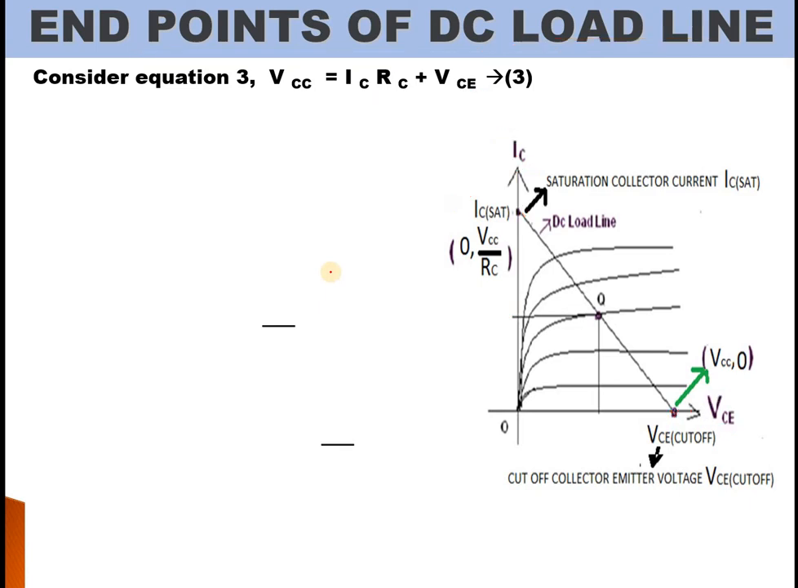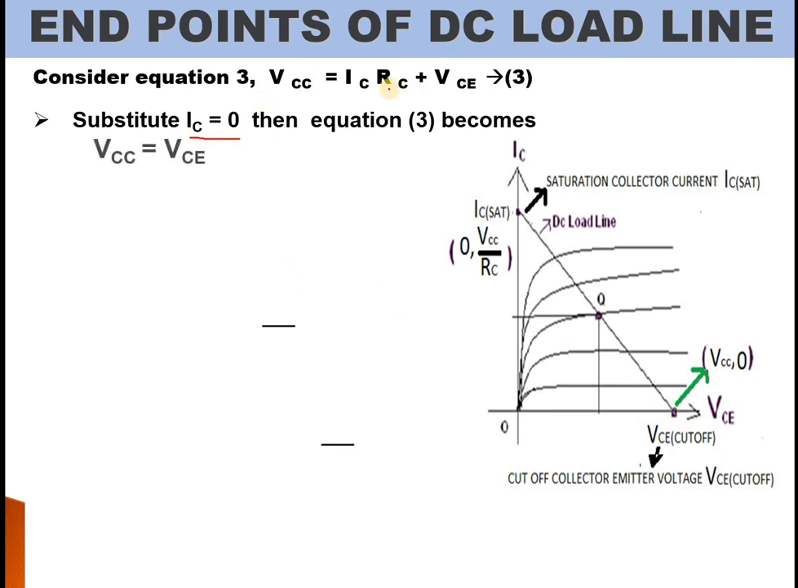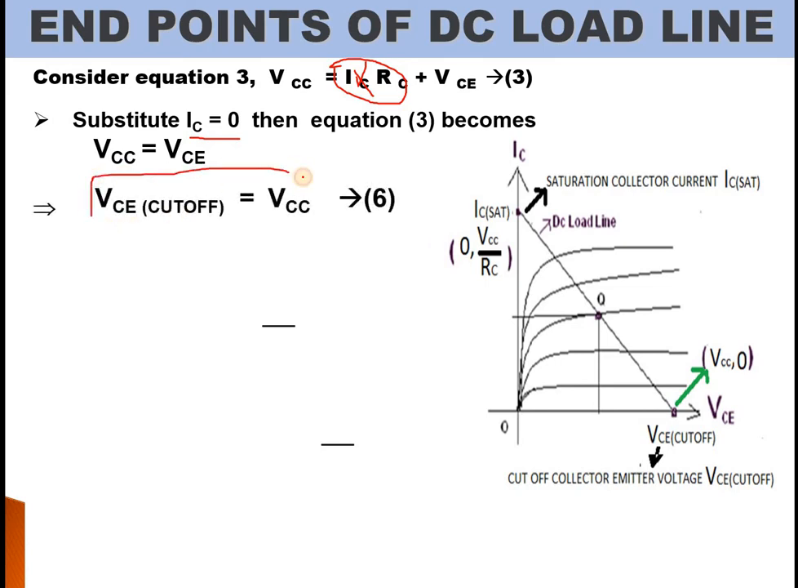So let us see that. Substitute IC is equal to 0 in this equation. If I substitute IC is equal to 0, I will get the point on the x-axis. So if IC is equal to 0, this whole thing will become 0. So I'll get VCC is equal to VCE, meaning VCE cutoff is equal to VCC.